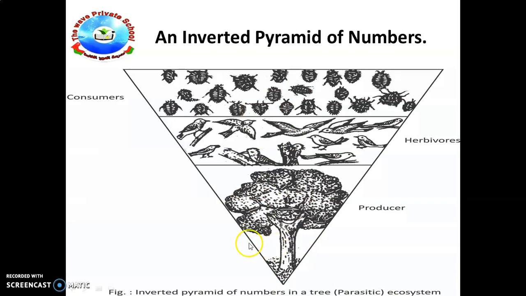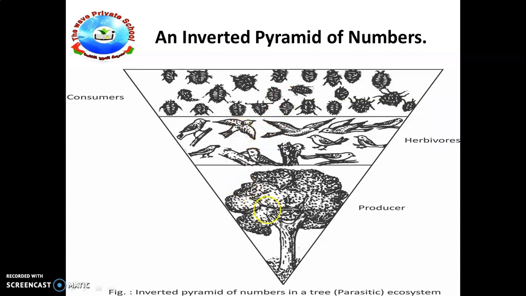Here you can see another shape of the pyramid. This is an inverted pyramid of numbers in a tree parasitic ecosystem. The producer is only one, the tree, and on this tree a larger number of birds, which are herbivores, are feeding. And these are the parasites. A larger number of parasites depend on the herbivores.